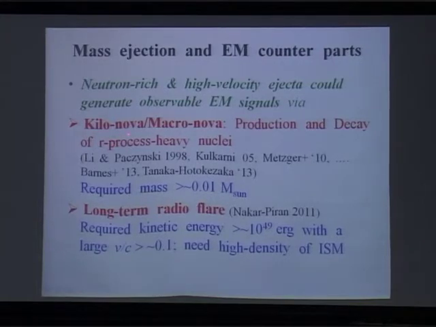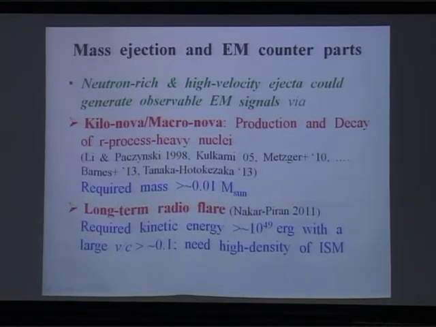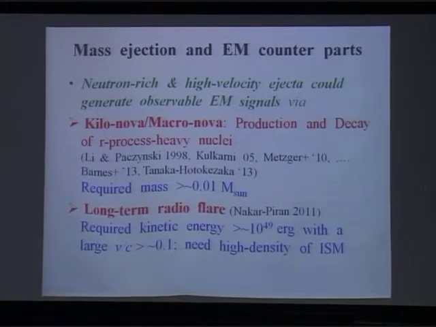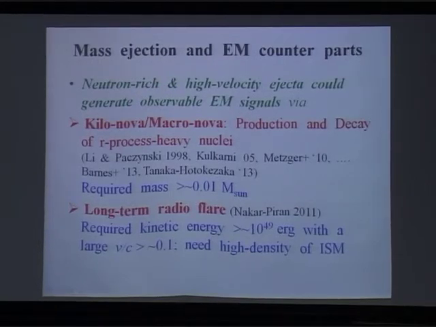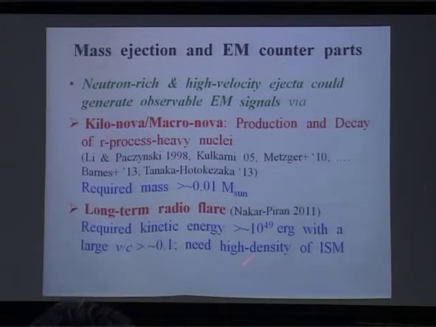A kilonova or macronova is generated by the production and decay of r-process heavy nuclei. This was originally proposed by Li and Paczynski 15 years ago. And recently, study of this topic is very active. The other is a radio flare. This is excited by the shock formation of the ejecta. I mean that the expansion of the ejecta eventually interacts with the interstellar matter. Then shocks are formed, and then it shines. This is the so-called radio flare.